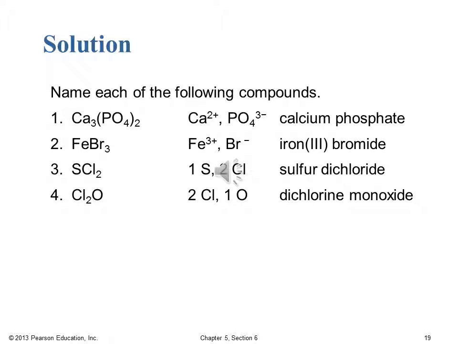And so we're dealing with ionic nomenclature here, and so we just name the metal and the polyatomic with a space in between to get calcium phosphate.